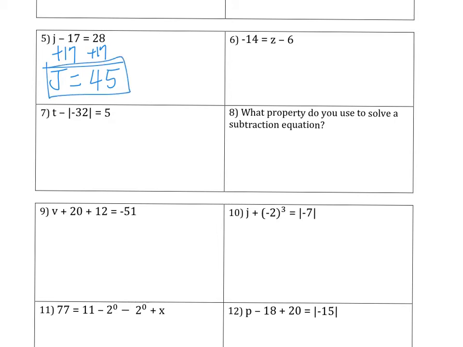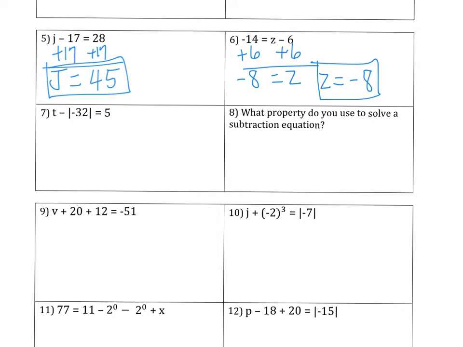Over here, number 6, we want to solve for our variable, which is z. So this right here, we need to move to the other side. It's being subtracted. So we do the opposite, and we add 6 to both sides. What you do to one side, you have to do to the other. So this equals z. And over here, we have negative 14 plus 6 is negative 8. Or we can write it this way. Either way is fine. Both are correct.